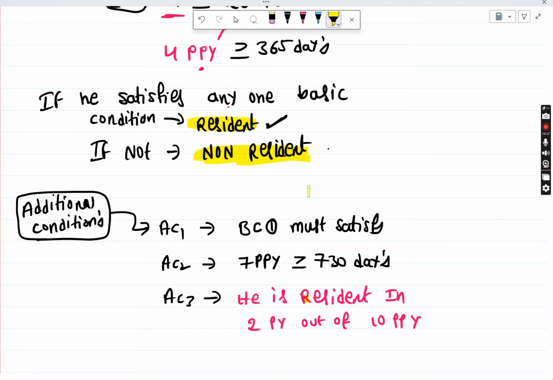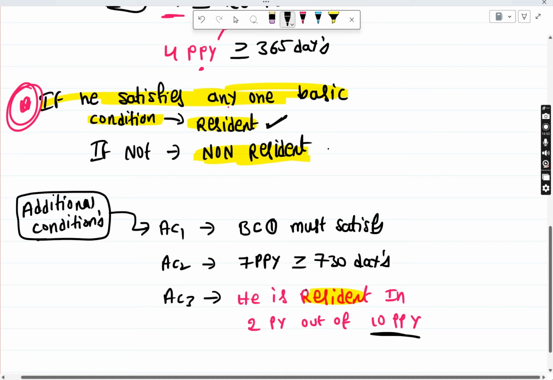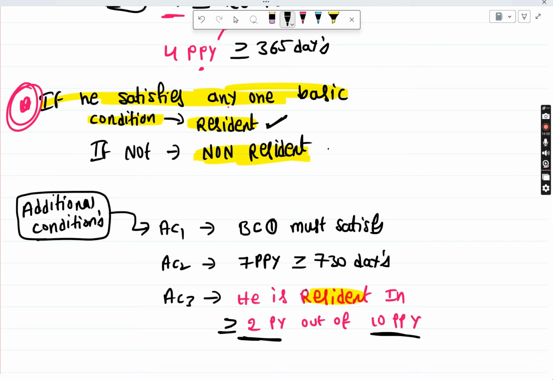What is meant by he is resident? Resident means we already know a person who satisfies any one of the basic conditions will become a resident. Like that, in the last 10 preceding previous years, he should be a resident in at least 2 previous years. In other words, in the last 10 years he should be resident at least for 2 years. Then additional condition 3 is satisfied.